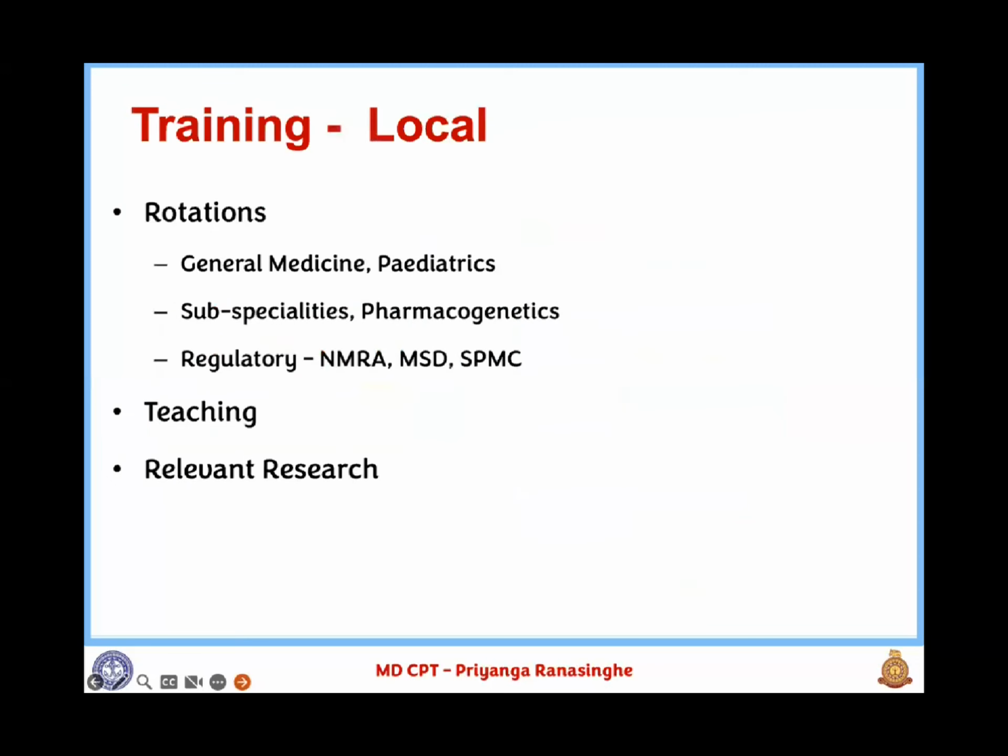So the local training involves rotations, as I will highlight to you, not only in the traditional disciplines, but also in areas like working in a clinical trials unit, pharmacogenomics, and regulatory. The first year also involves involvement in teaching and relevant research. And it is a good balance, especially for someone who is in academia.